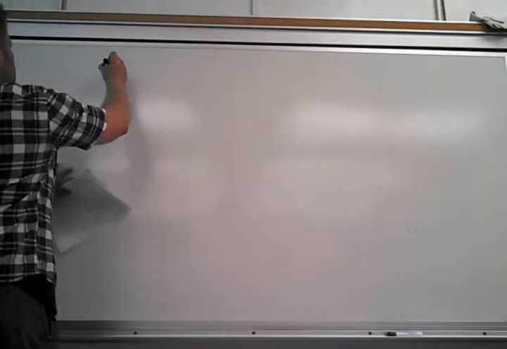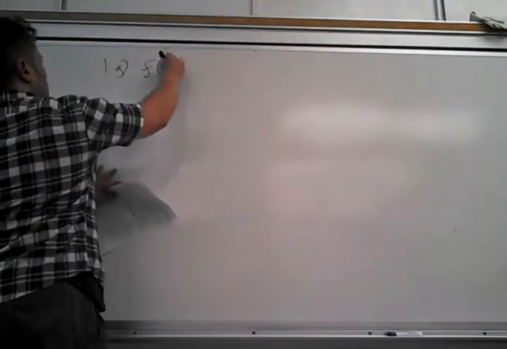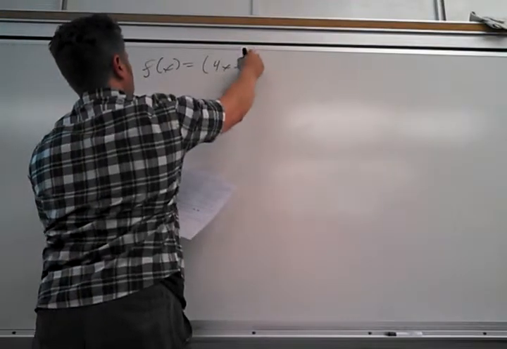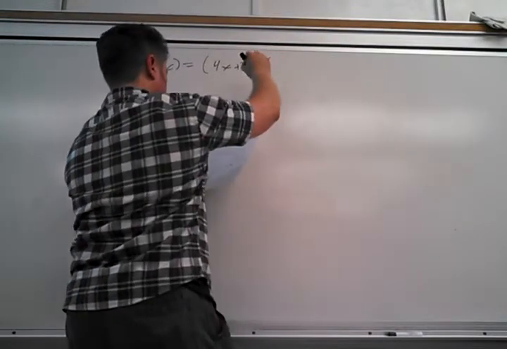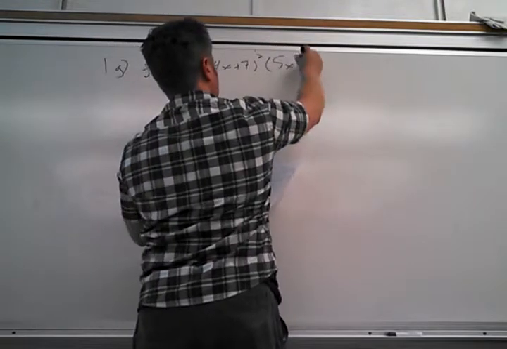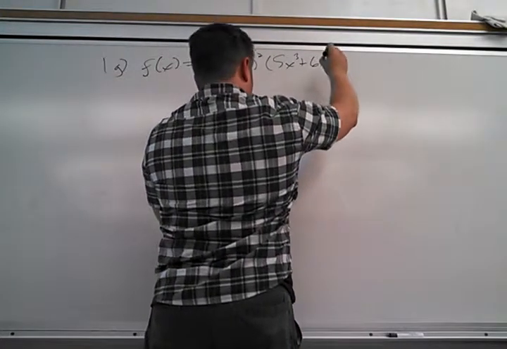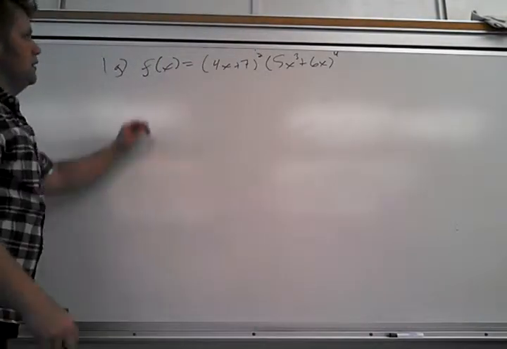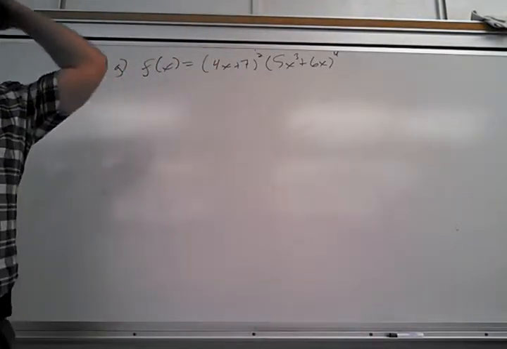What problem? This is 1G. What is it? 4x plus 7 squared, right? 5x cubed, to the 4th. Now, there's nothing saying you can't multiply that all out.